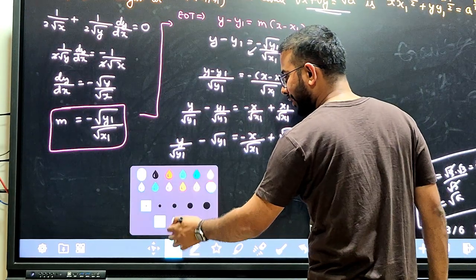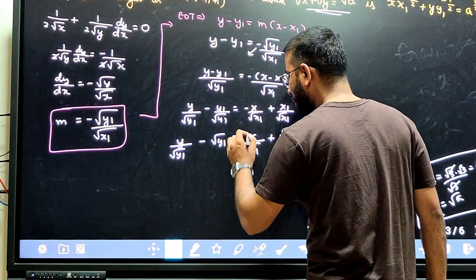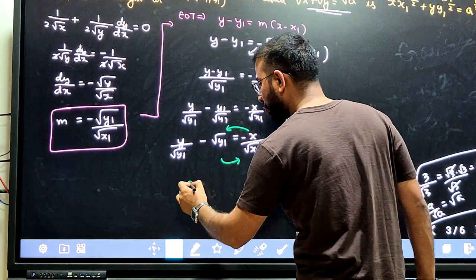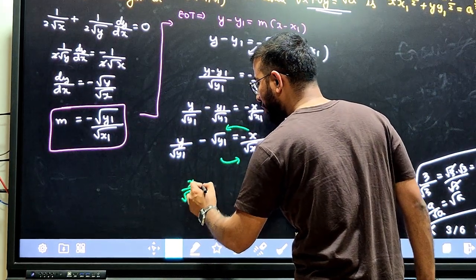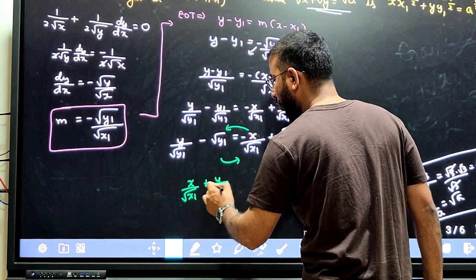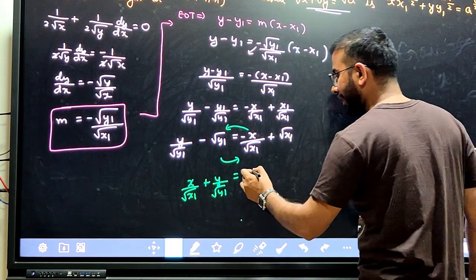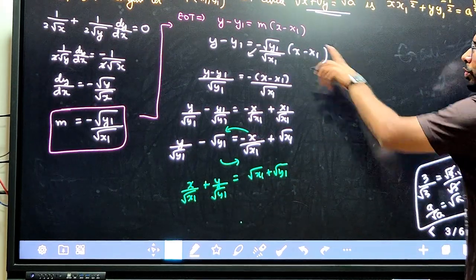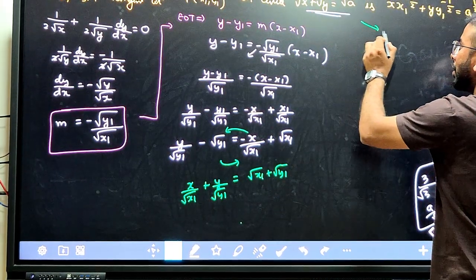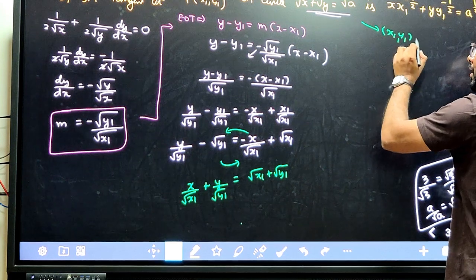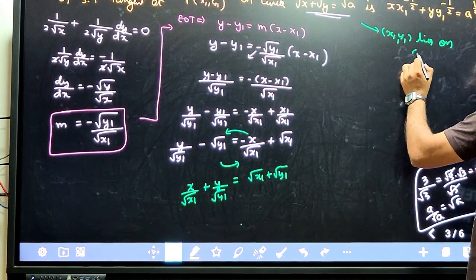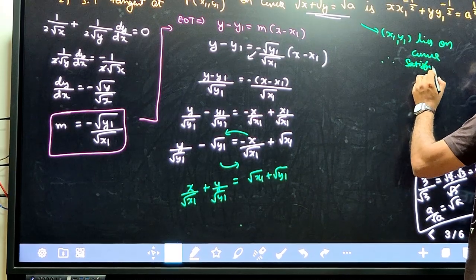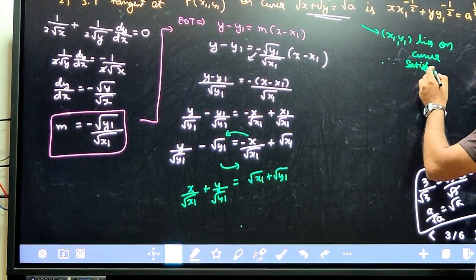Easy. Now what we'll do is send one on the other side, this and that, and done. So take this on this side, this on other side. So what this will become? Minus will become plus, no? So it is x by root x1 plus y by root y1. And this will, here it is root x1 plus root y1. Okay. Now x1, y1 will lie here only. x1, y1 lies on curve. Therefore, it will satisfy the equation. The point is there on the curve, no? So it will lie there, satisfy equation.